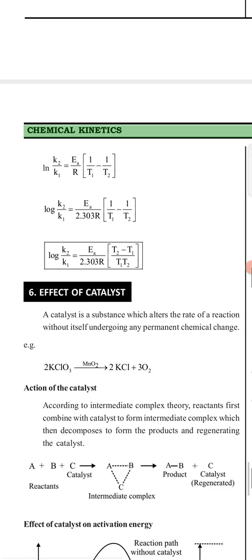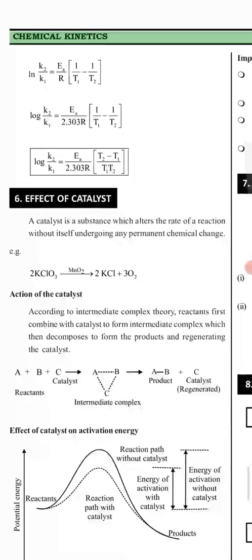Then if we put the value, we will definitely get the value of EA, that is, activation energy, because we know this formula. So this formula is very important; it is written in the box. Okay. So a catalyst can change the rate of the reaction.